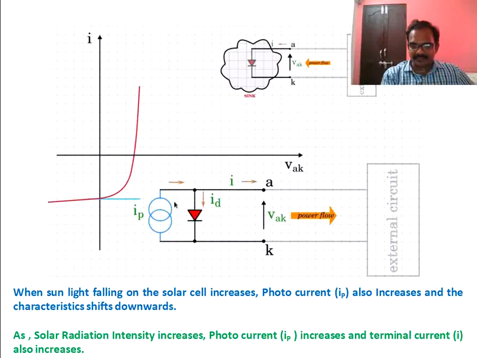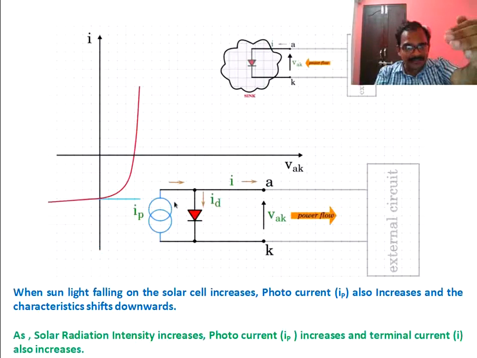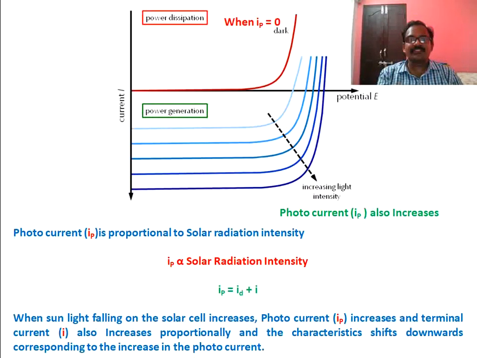In the previous case, whenever sunlight doesn't fall on it, say for example, the curve is in the first quadrant. Now the curve is shifting downwards because as the photon current IP increases, the terminal current I also increases. Here the increase means in the negative direction, so the curve is shifting downwards. So as the solar cell intensity increases, photon current increases, thereby the terminal current also increases and the curve is shifting downwards. Now let us see this diagram.